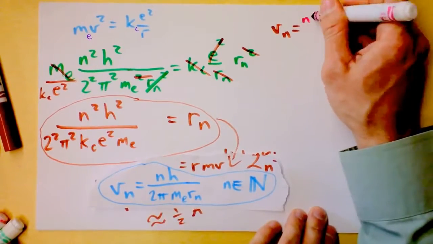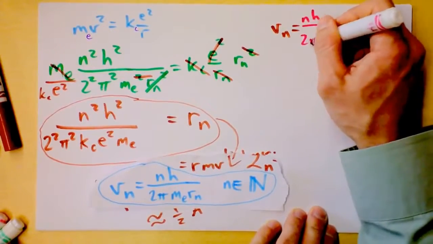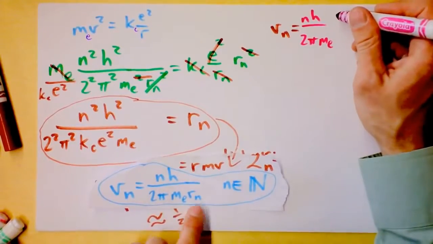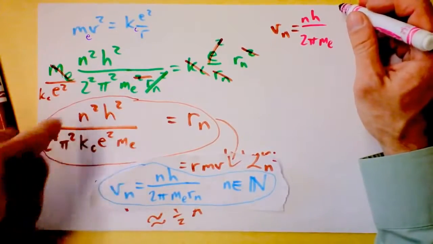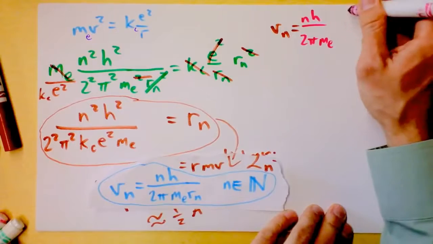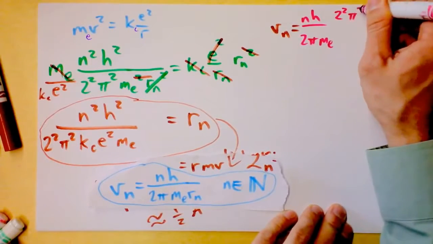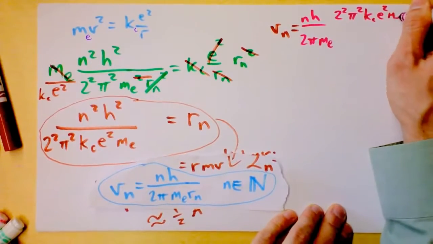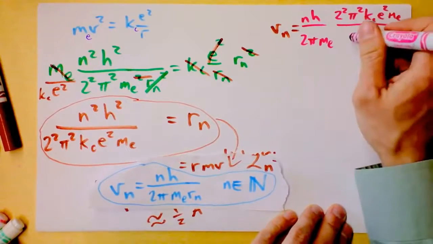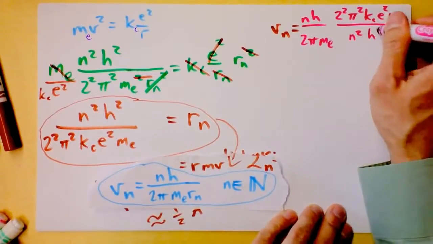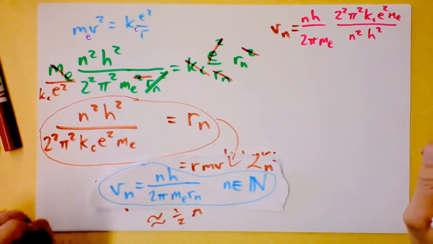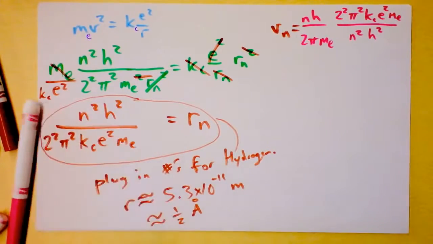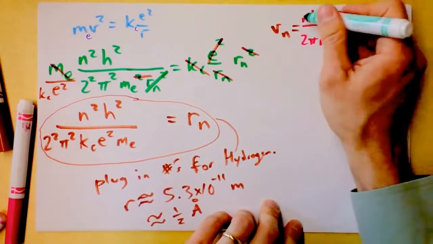So I'm going to have n times h over 2 pi times the mass of the electron, and now I need to divide by this stuff right here. So I'm going to multiply by its reciprocal. I get 2 squared pi squared k c, the fundamental charge, the mass of the electron, and then I have to divide by n squared and h squared. Ding! Let's clean this up a little bit. Seafoam green can help us with our cancellations.